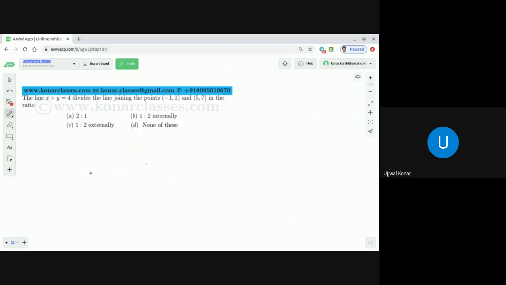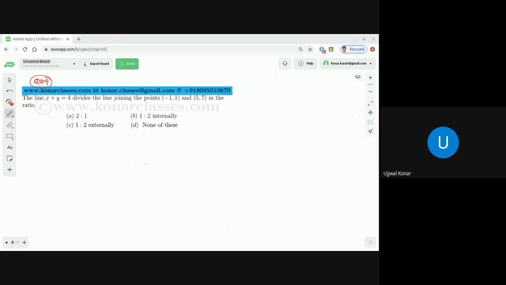And the question in front of you, dear students, is question number 4. The line x plus y equal to 4 divides the line joining the points -1, 1 and 5, 7 in what ratio? That we need to find out. Okay, dear students, so let's find it out.